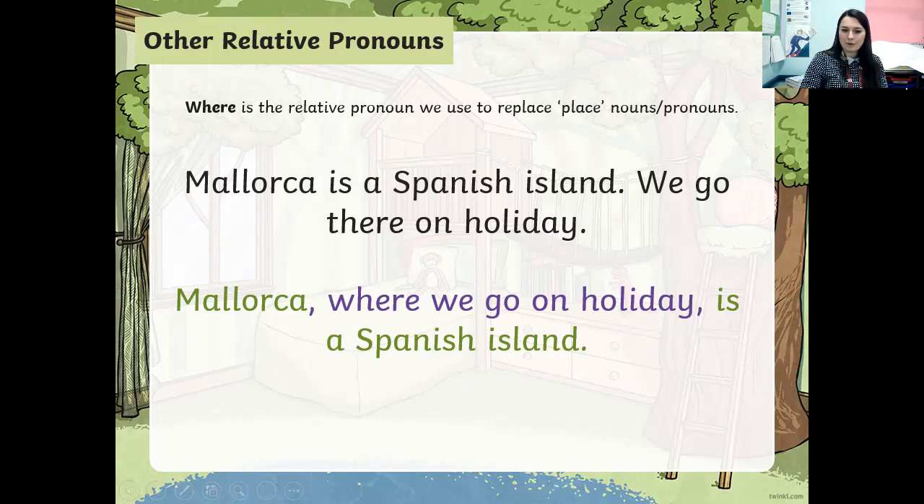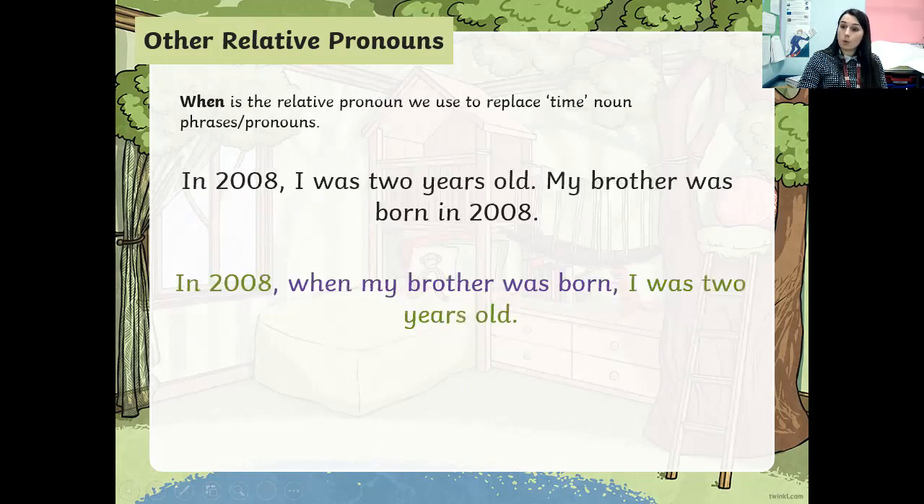So we can use relative pronouns for places. Majorca, where we go on holiday, is a Spanish island. The main clause is still there. We can use when as a relative pronoun as well. In 2008, when my brother was born, I was 2 years old. Splitting it again with my commas.